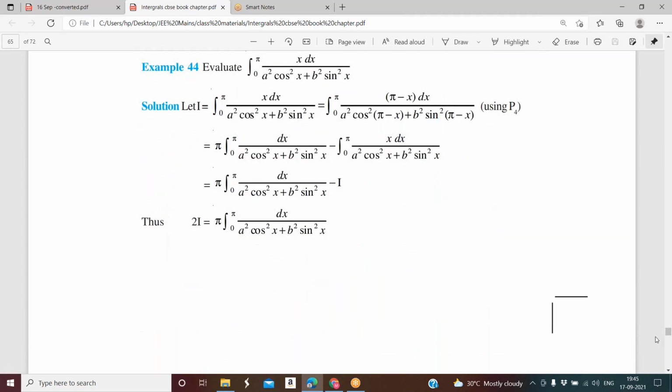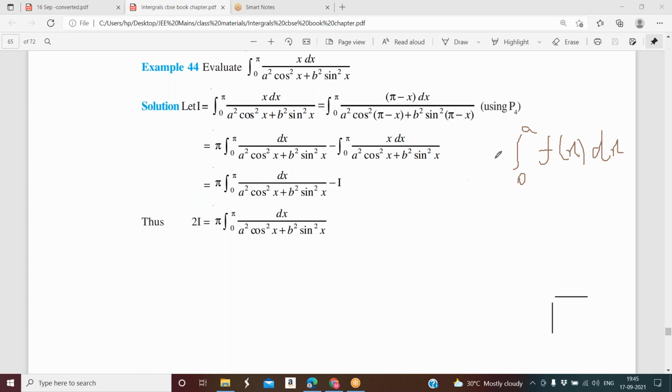The next problem is evaluate integral 0 to pi x dx by a square cos square x plus b square sin square x. Okay, we have x in the numerator, denominator a square cos square x plus b square sin square x. See the limits, it starts from 0 to pi. So it is of the form integral 0 to a f of x dx.